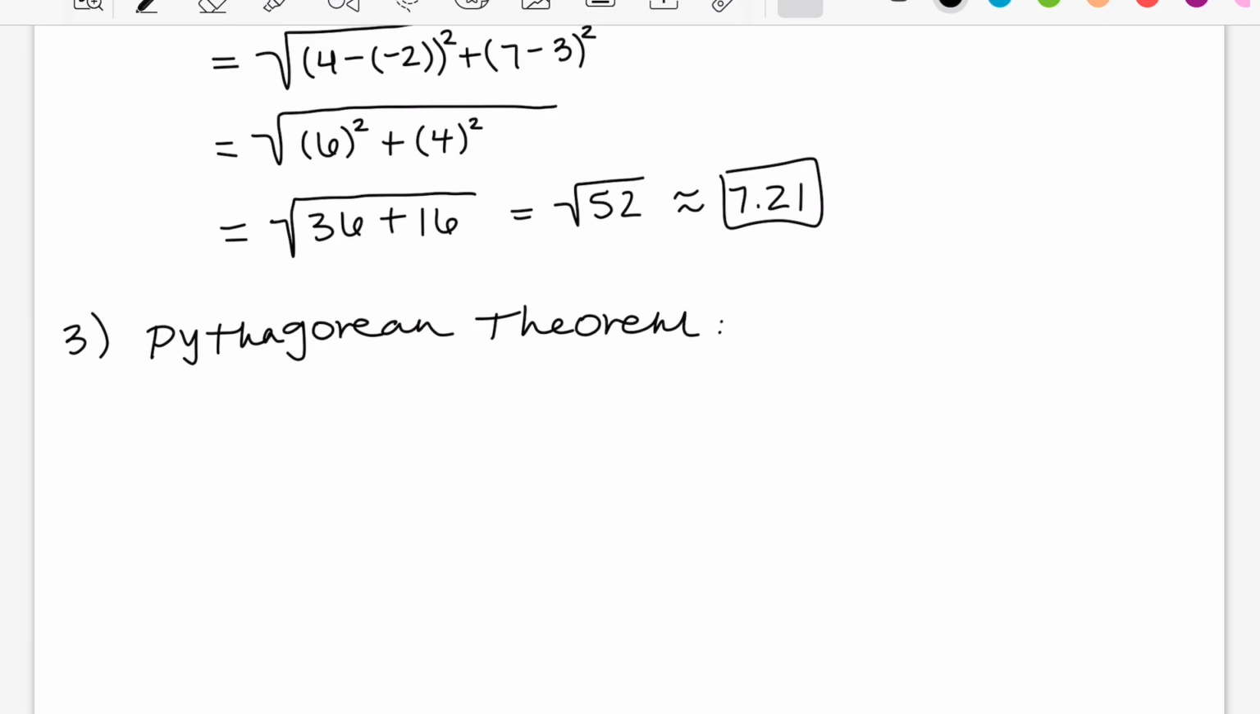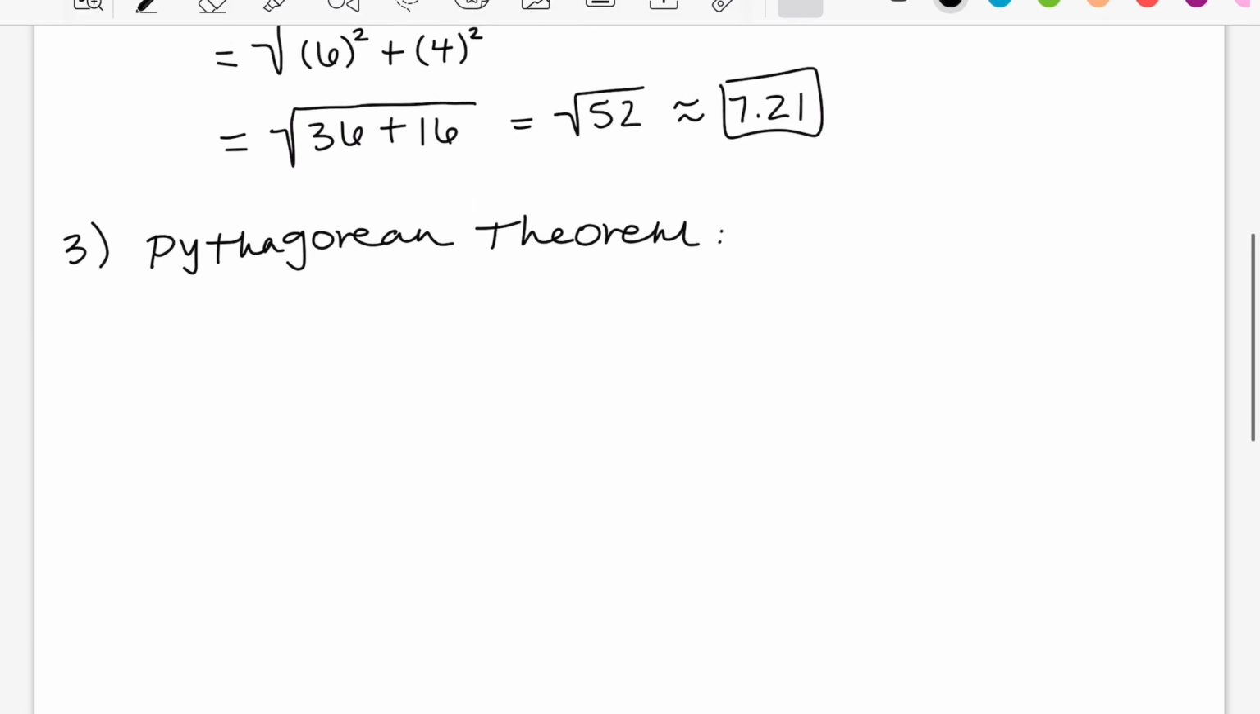So we'll use this theorem when we have a right triangle. We have this right triangle here, and we'll use this theorem when we know the length of two of the sides of the triangle, and we're trying to find the length of the third side. So we'll call this side A, this side B, and then our side C is going to be our hypotenuse.